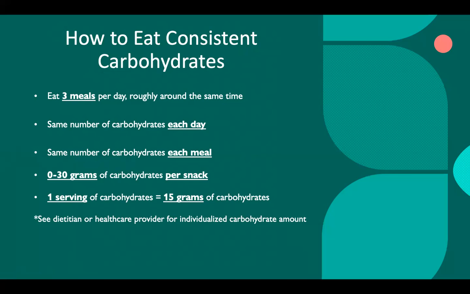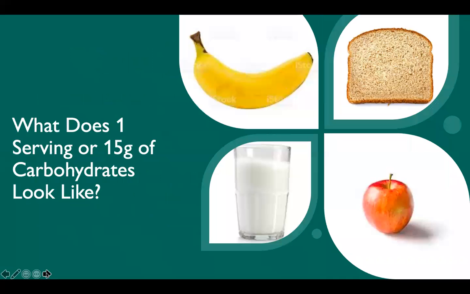And it's very important to remember that one serving of carbs is 15 grams of carbs. So one serving of carbs is 15 grams of carbs. And what does that look like? So that would look like one banana, one slice of bread, an 8-ounce serving of milk, a small apple.